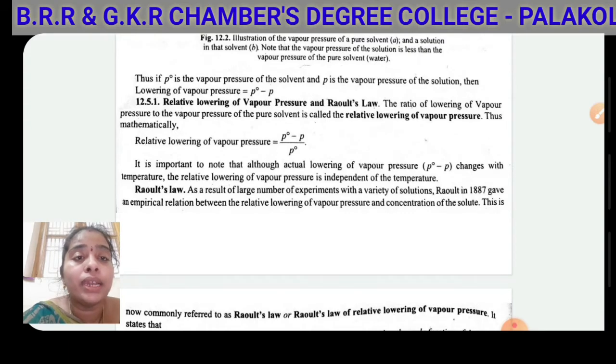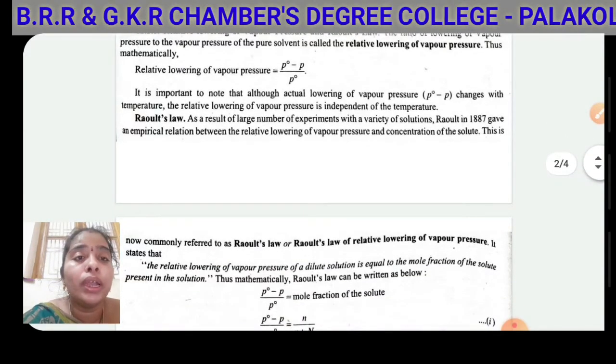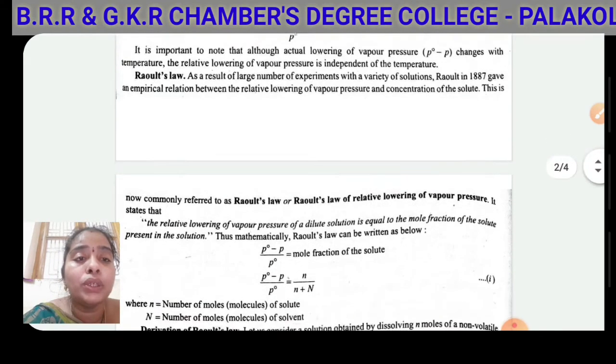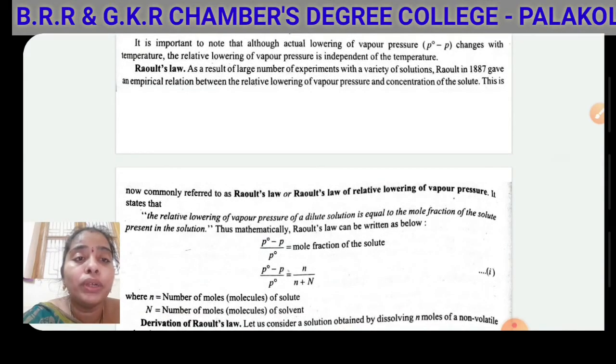According to Raoult's law, the relative lowering of vapor pressure of a dilute solution is equal to the mole fraction of the solute present in the solution. Thus mathematically Raoult's law can be written as: (P0 minus P) by P0 equal to the mole fraction of the solute. Mole fraction of the solute equals small n by small n plus capital N. Small n means the number of moles of the solute, capital N means the number of moles of the solvent.